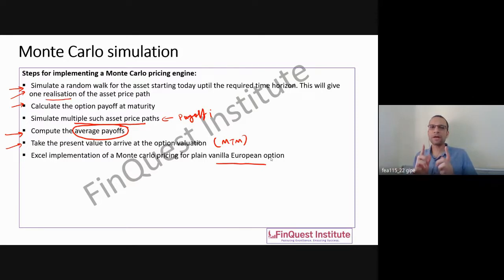Now for every path, I'm going to apply my payoff condition, depending on whether it's a call or a put. So either use a max of S minus K or max of K minus S. Then average the payoffs across all the paths, present value them, and you have the option price. So that is what I'm planning to accomplish. Any questions on the approach?